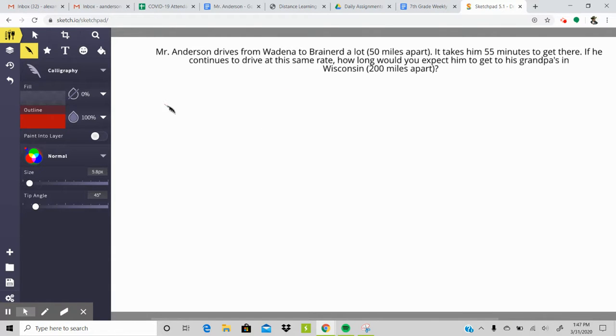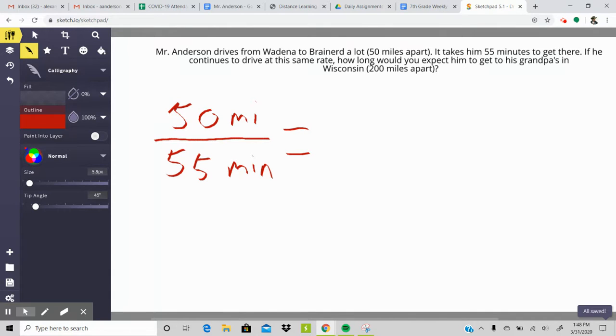So if I write out my proportion to solve, I would have 50 miles, I'm just going to write mi for miles, per, remember our division bar or fraction bar is just like the word per, 50 miles per 55, I'm going to write min for minutes. And if the rate's staying the same, this rate is going to be equal to, well, in the new problem, it says that they are 200 miles apart.